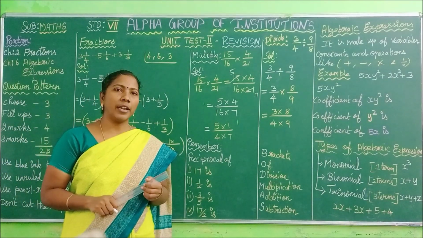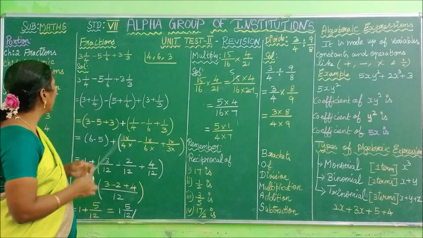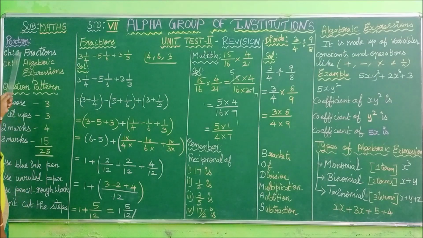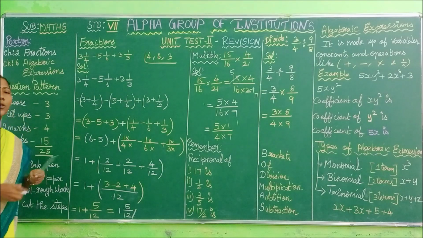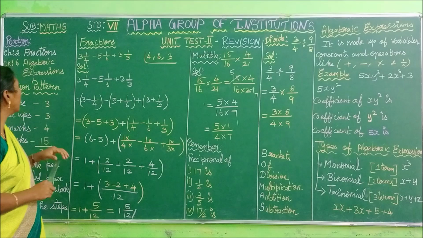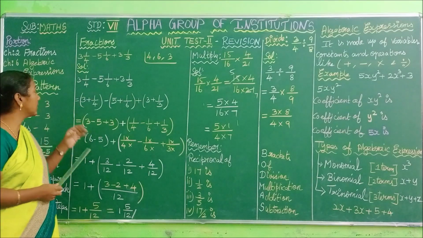We are going to write your unit test 2 examination. Your exam questions for the subject maths are from chapter 2, fractions, and chapter 6, algebraic expressions. You have to go through these two chapters very well. First we are going to revise the chapter fractions. Before that, let us see the question pattern.